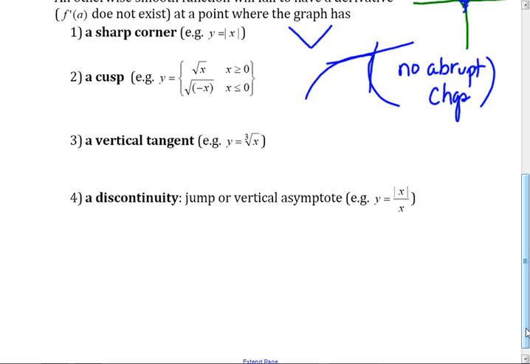No, because there's not. If you were to zoom in on the top of this, could you get it to look like a line? Yes. It's when you can't get it to look like a line, no matter how many times you zoom.